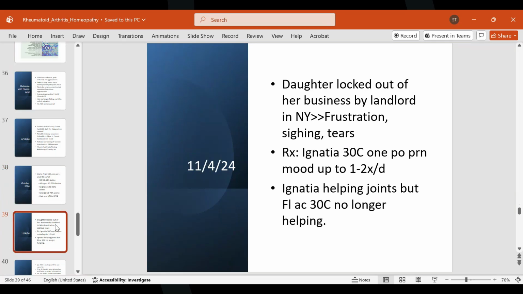Then things kind of took a turn at the end of 2024. Her daughter was locked out of her business in New York. A lot of tears, sighing. So I gave her Ignatia, 1 pellet as needed, up to once or twice a day.